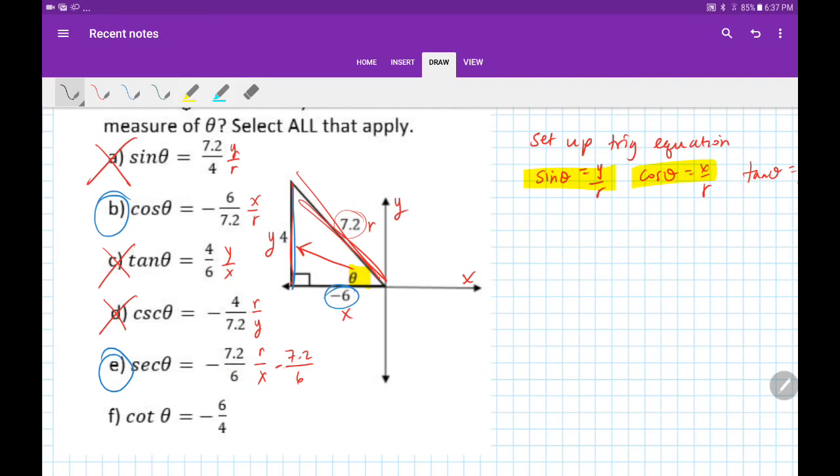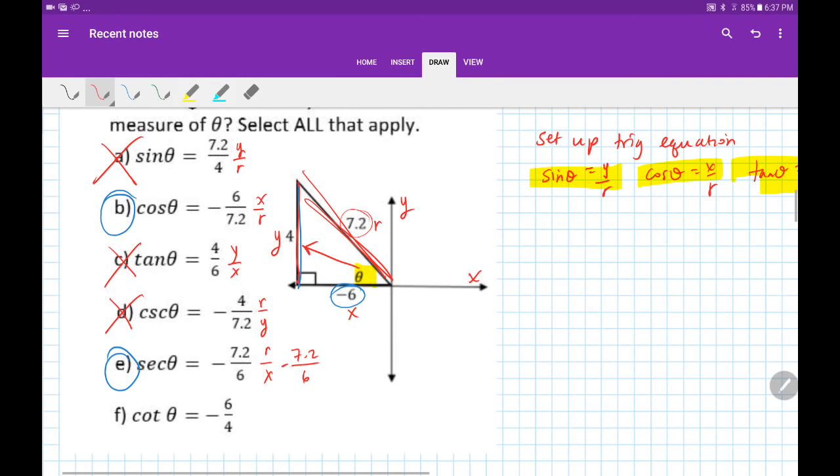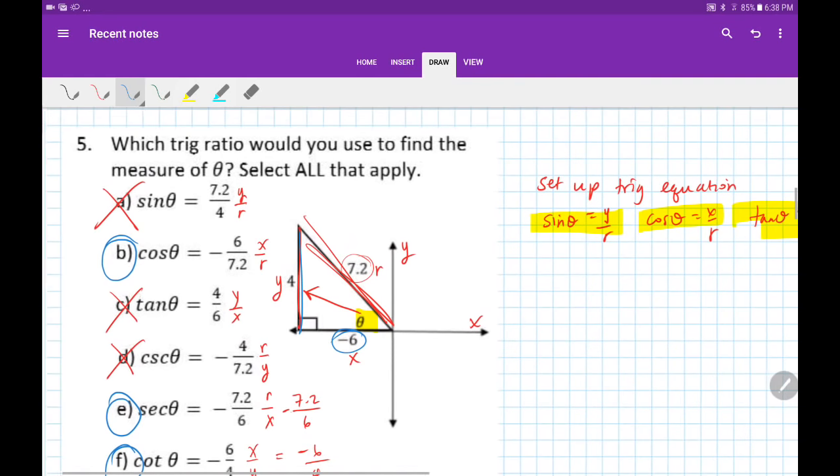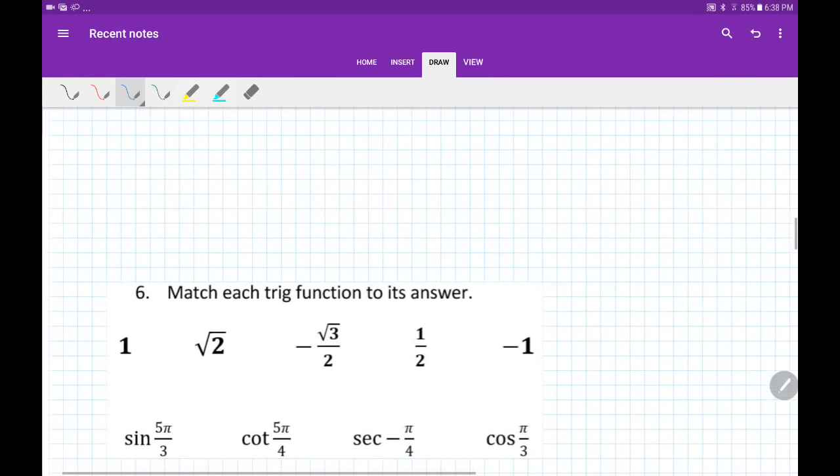Last one, cotangent. My cotangent formula, it's the reciprocal of tangent. So instead of y over x, I'm dealing with x over y. Let's see if they got it. X would be -6 and y would be 4. Looks good. They got the negative sign and the 6 over 4. So that would also be a good answer. Not so bad. Let's go to number 6.